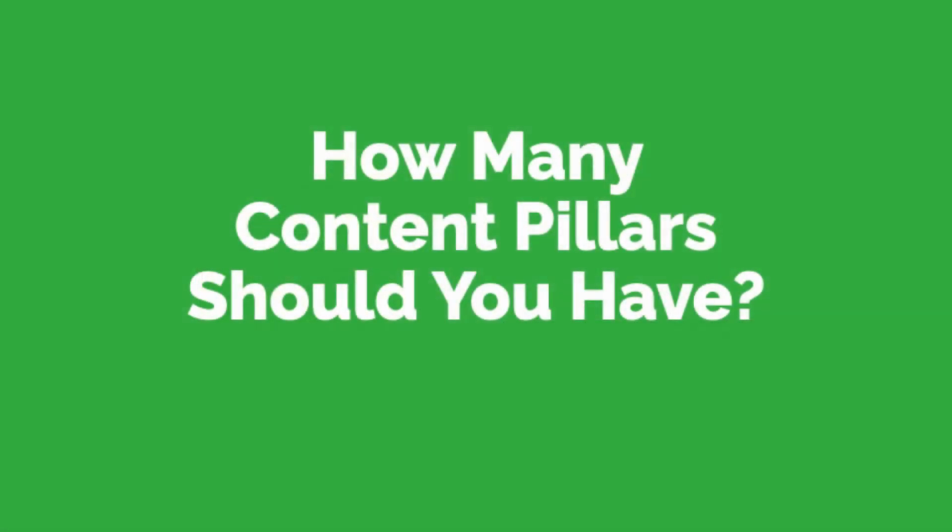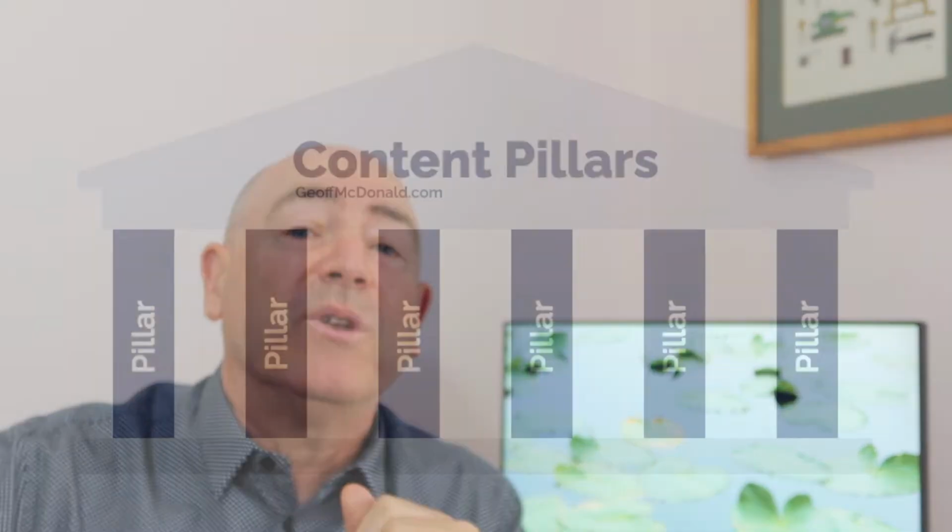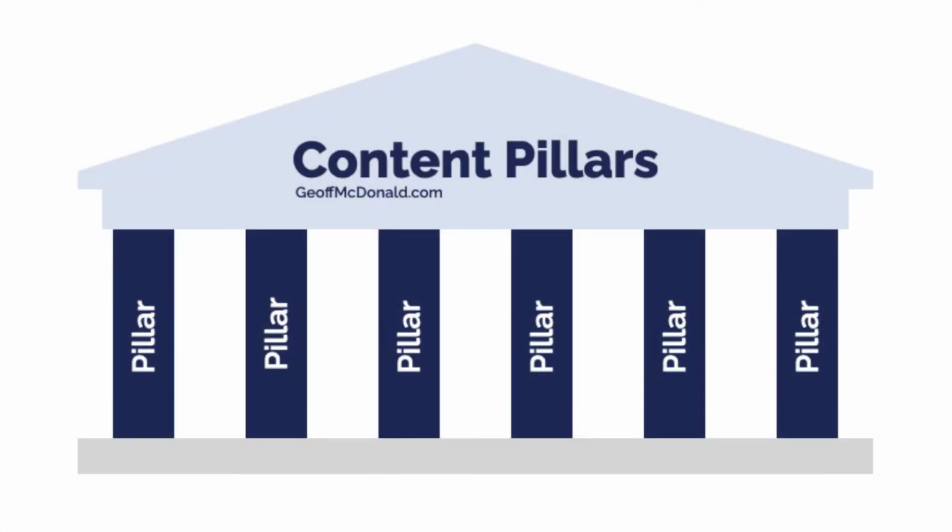How many content pillars should you have? This is probably the most asked question around this topic. And the tricky part is there's no right answer. The way I tend to think about it is that you have one overarching topic or your one temple that you're building. And then inside of that, you have a series of pillars. If I use my 6-part strategy, that kind of gives us 6 pillars to start with.